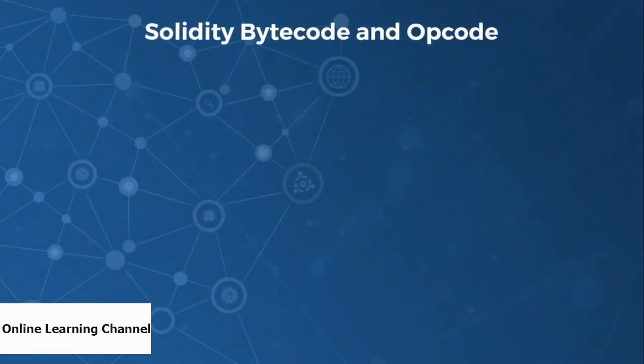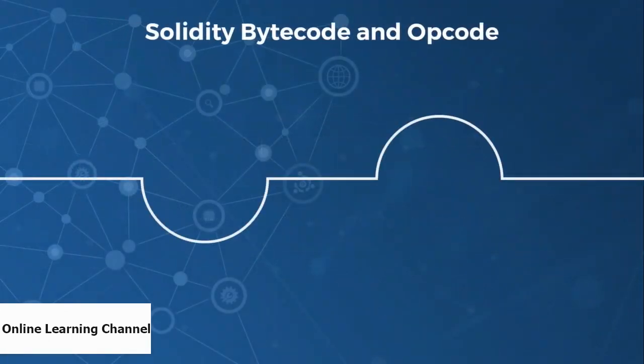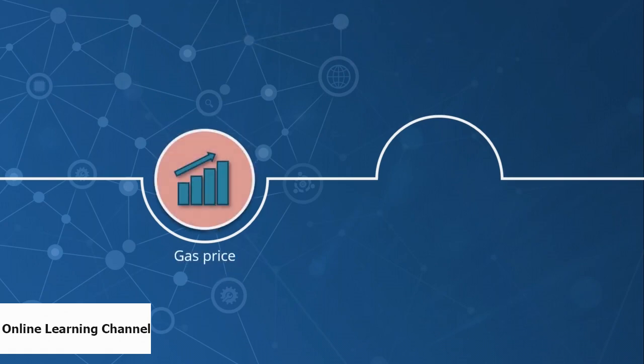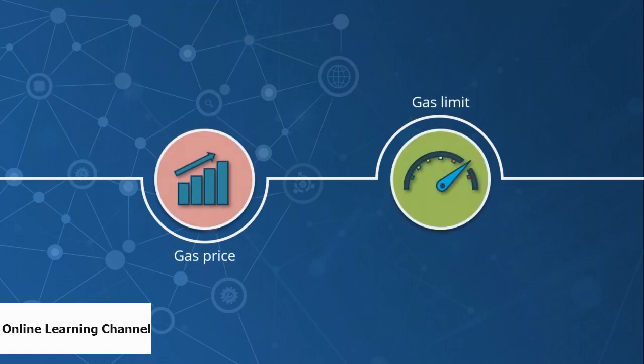We now move along to two concepts which are related to gas in Ethereum, one of which is the gas price, and the other is the gas limit. Both of these are values which can be set when originating a transaction. Let us now take a closer look at the gas price concept.